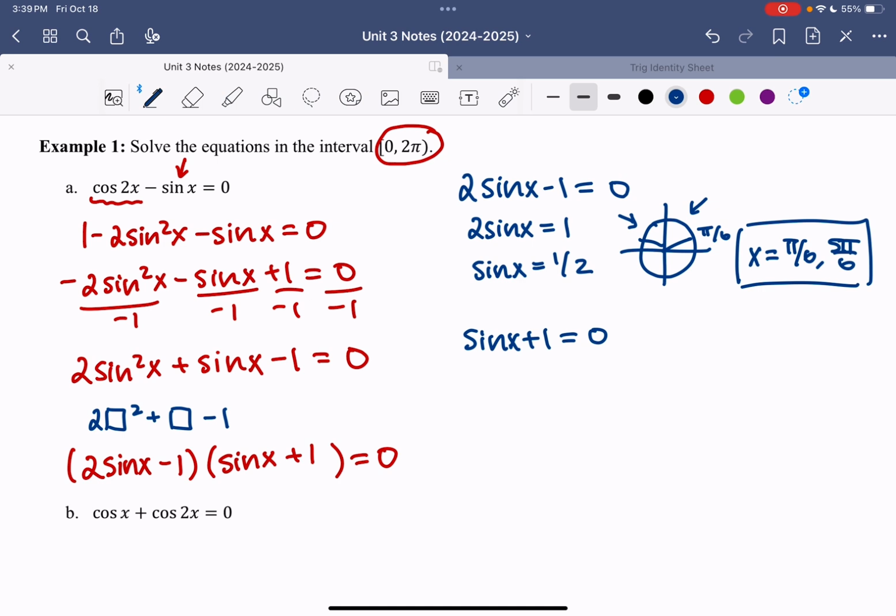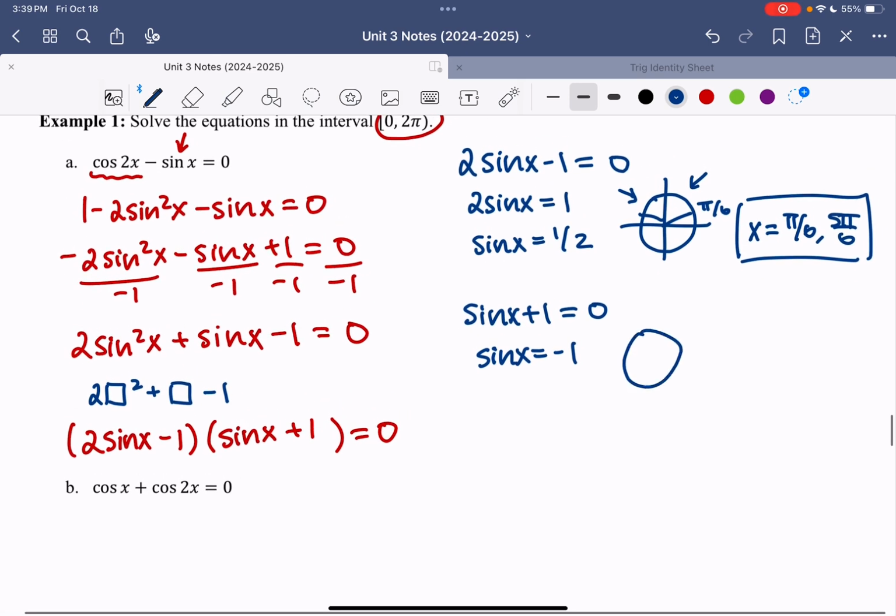Just double checking my key. Looking good so far. Our next one, I'm going to subtract over that 1, so I have sine x equals -1. There's only one place that sine of x is equal to -1 on our unit circle within this interval, and that's at 3 pi over 2.